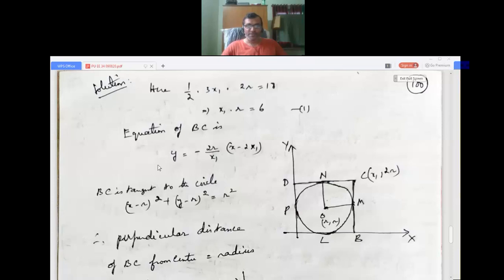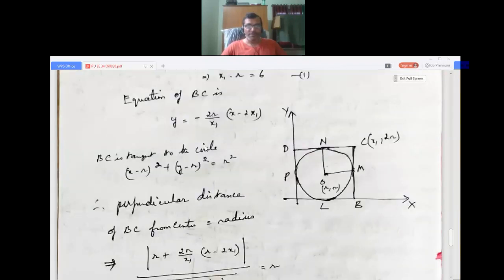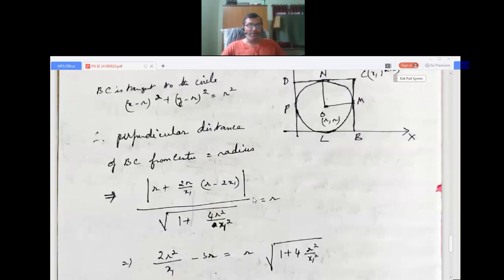Equation of BC: y minus y1 is equal to slope into x minus x1. So you know the coordinates of B, you get like this. BC is a tangent to the circle at M, that is x minus r whole squared plus y minus r whole squared, center r comma r and radius r. If it is a tangent, we know the perpendicular distance of BC from the center is equal to the radius. So radius is r.